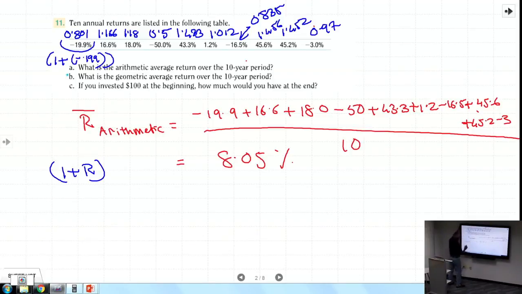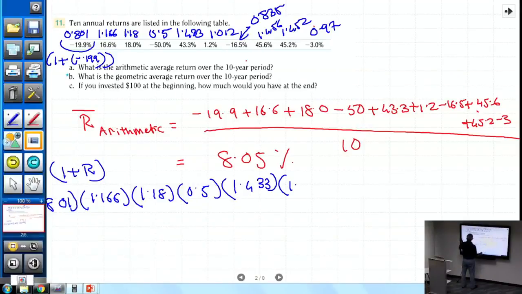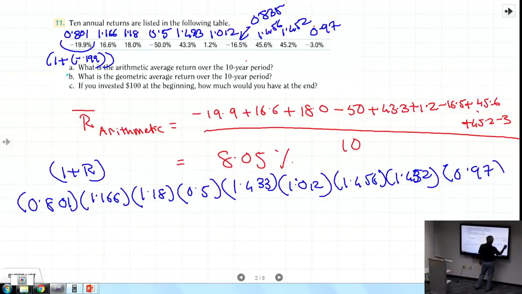Then I will take the product of all of these, ending with 1.012 and 0.97. So I have the product of this whole thing.